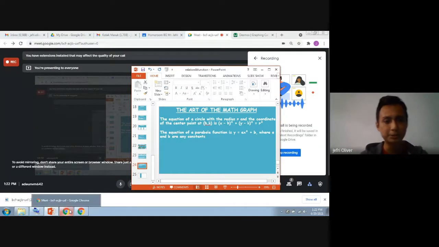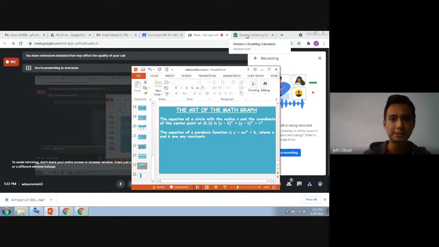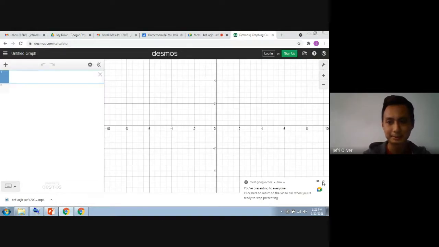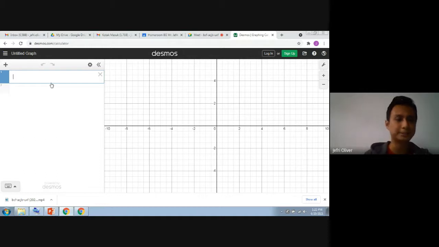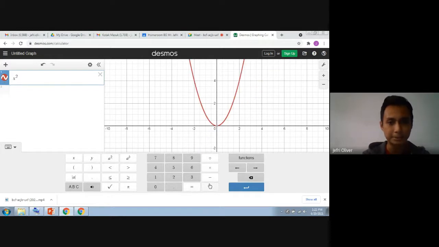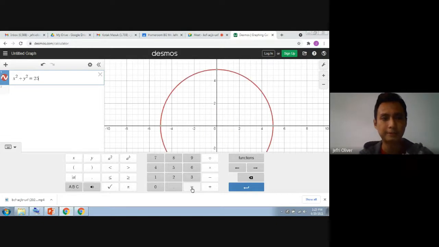So I'm going to use Desmos.com, the platform to construct the graph. Right. So firstly, I would like to make the head of the cartoon. So we know that the shape of the head is a circle. So I would like to make the equation x squared plus y squared is equal to 25.